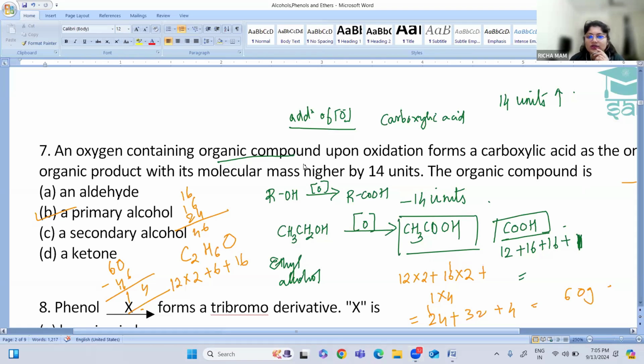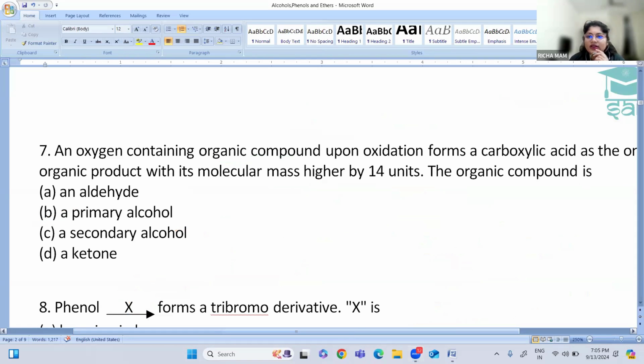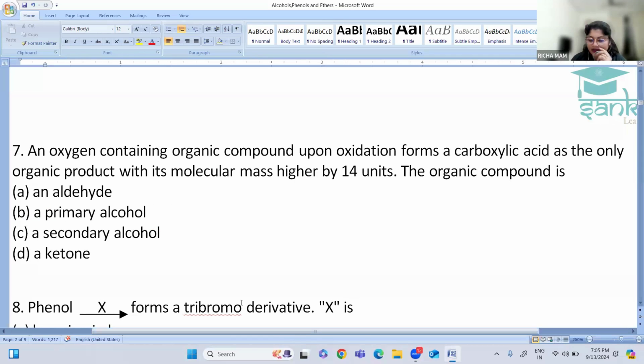Okay, so here once more I'll repeat. What is the question? An organic compound is there, and that organic compound contains oxygen. When you do oxidation on that organic compound, you are going to get a carboxylic acid. Remember that whenever you have a primary alcohol and you do oxidation, what happens? You get a compound with one carbon extra, a higher molecular mass.